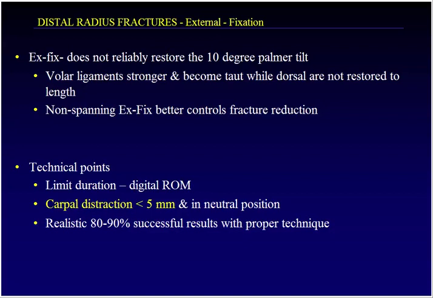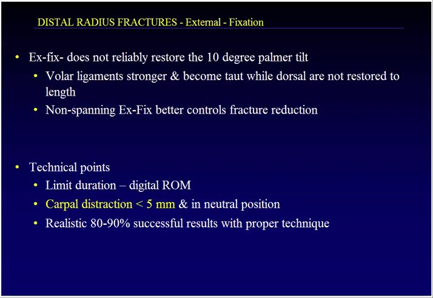Also, it's very important to treat the patients postoperatively with aggressive occupational therapy to maintain their digital range of motion. Also, one of the most common technical mistakes made with external fixation of distal radius fractures is over-distraction. You really want to avoid distracting the carpus any greater than several millimeters. And you also want to avoid placing the wrist in marked volar flexion and ulnar deviation.